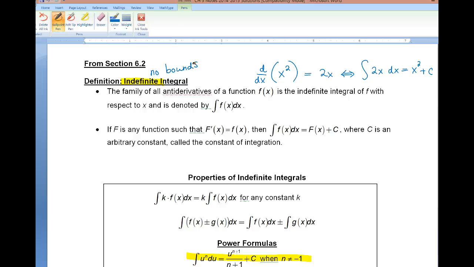So when we're working backwards, you end up with a formula. But we can't figure out the actual area under the curve unless we had bounds. So let's say I have x squared.